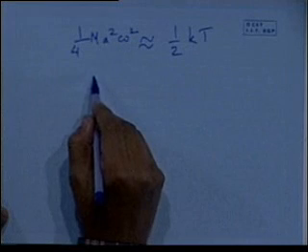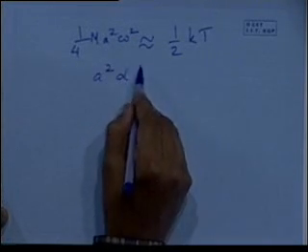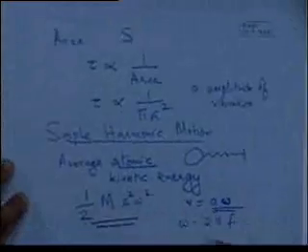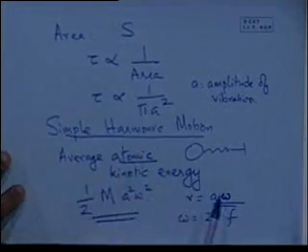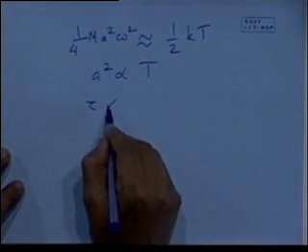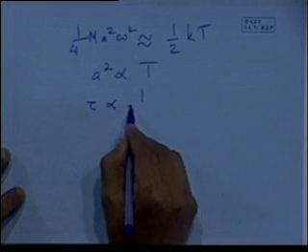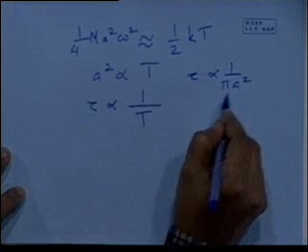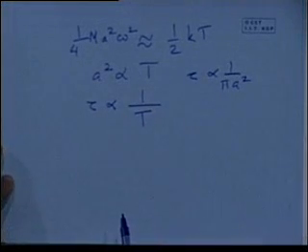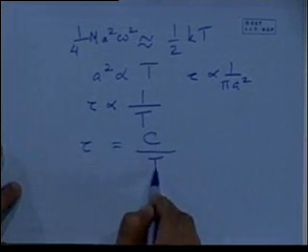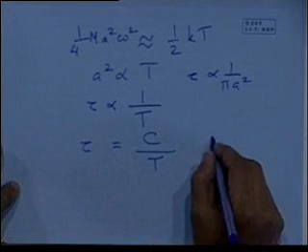From which what will we get? That a squared is proportional to T, the exact proportionality constant being different. Now go back and see, we saw that tau was proportional to 1 by pi a squared. So what do I end up getting? Tau is proportional to 1 by T, because tau was proportional to 1 by pi a squared, and a squared is proportional to T. This we can write then as tau is equal to some constant C divided by T, where C is a constant.